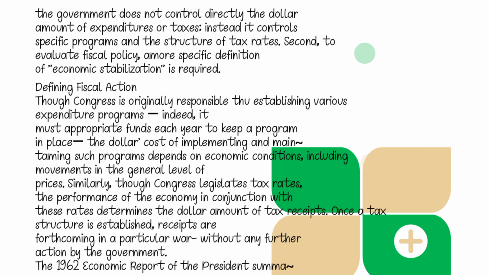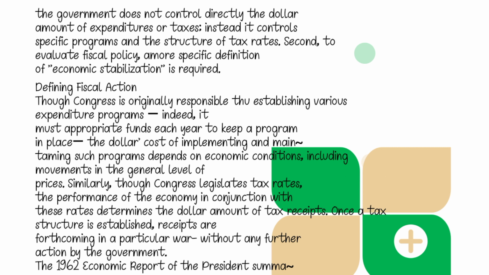the government does not directly control the dollar amount of expenditures or taxes. Instead, it controls specific programs and the structure of tax rates. Second, to evaluate fiscal policy, a more specific definition of economic stabilization is required, defining fiscal action. The Congress is directly responsible for establishing various expenditure programs.